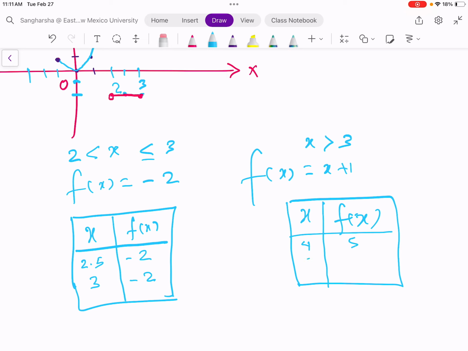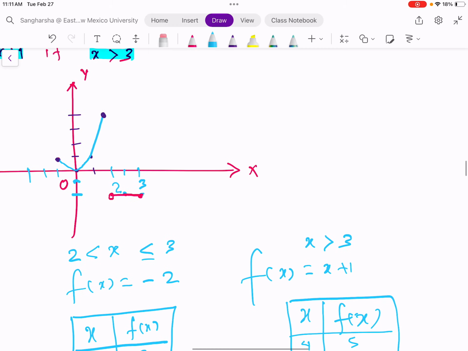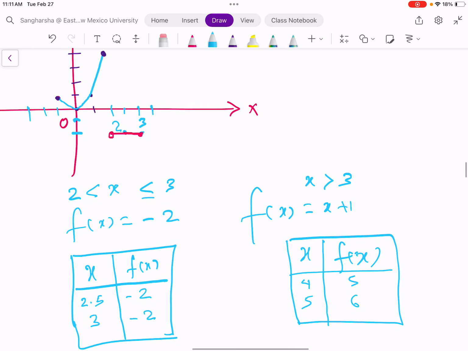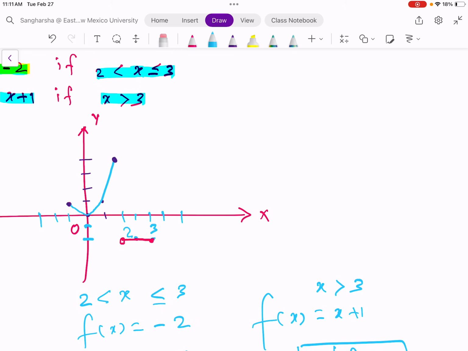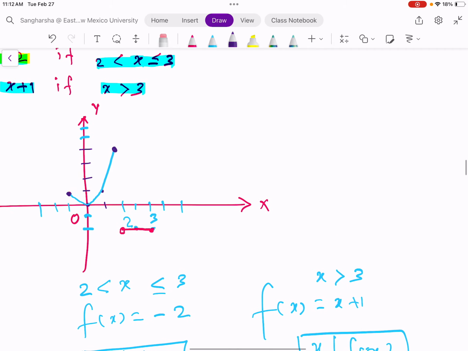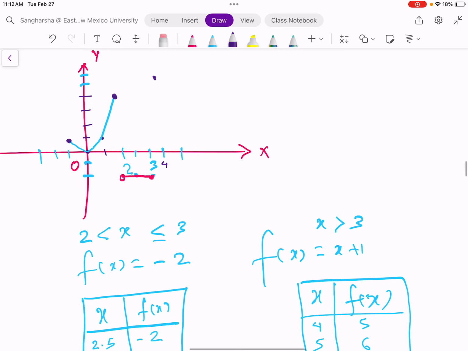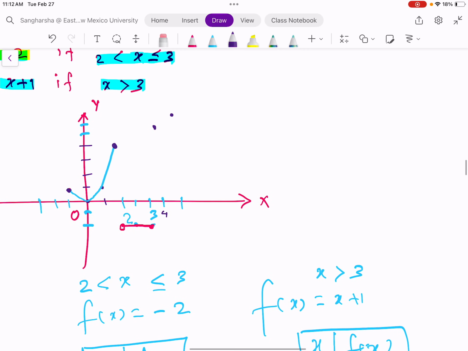When x equals 5, you get 6. This is linear, so we get a straight line. 2 points is enough. So 4, 5, and we need 5, 6. When x is 4, we have 5, and when it's 5 it's 6. So we connect these 2 points and we get a graph.